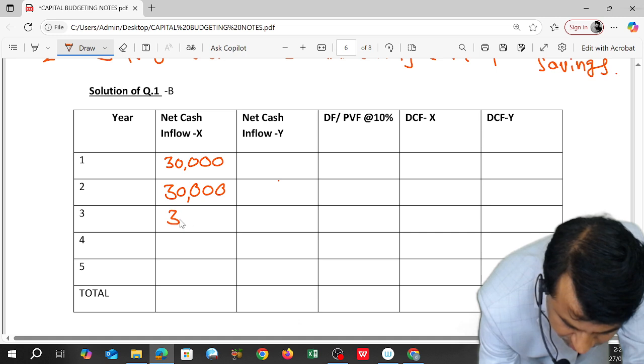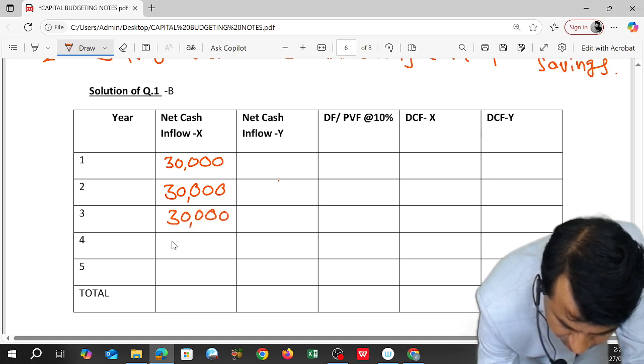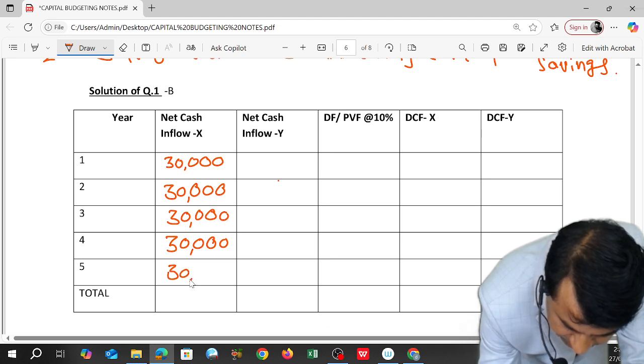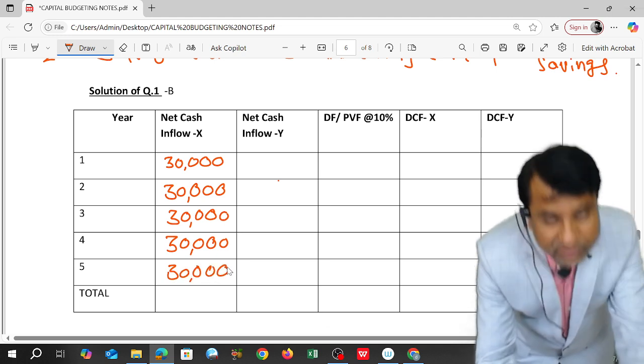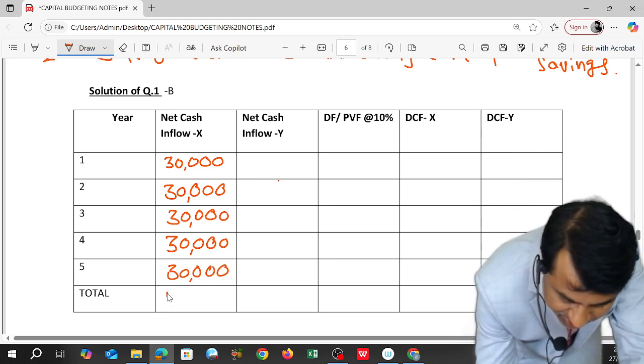So 30,000 each. The total of future cash inflows is 30,000 times 5, so it is 1,50,000 in total.